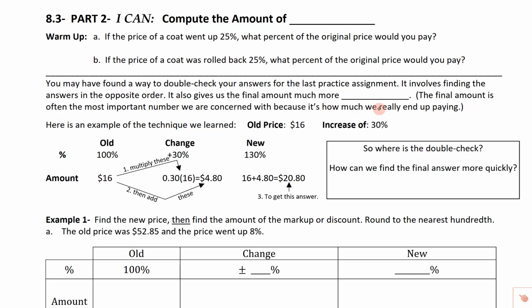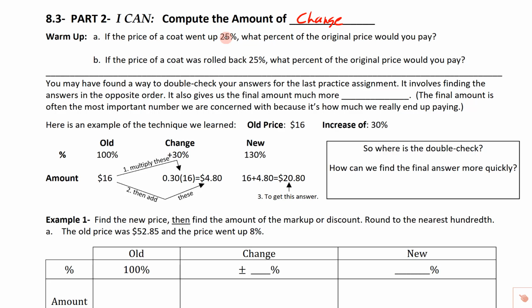Right, this is part 2 of section 8.3. I can compute the amount of change. So we'll write the word change right here in the I can statement. And the warm-up starts off with this. If the price of a coat went up 25%, what percent of the original price would you pay?